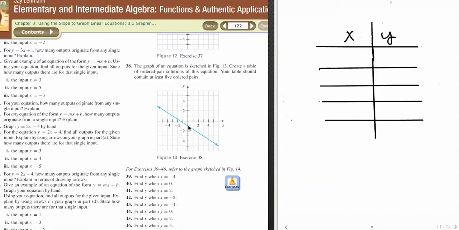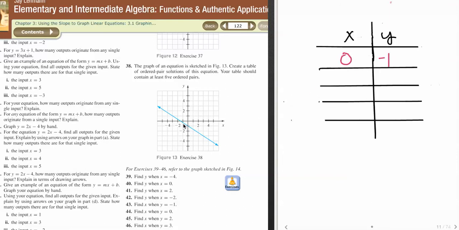So the one I'm going to start here with is my y-intercept. So I see that the line crosses the y-axis at -1. So that means my x is equal to 0, and my y is equal to -1. So that's my first solution.